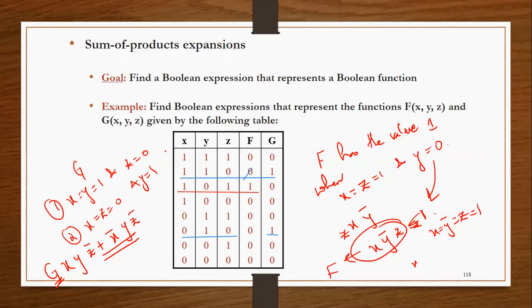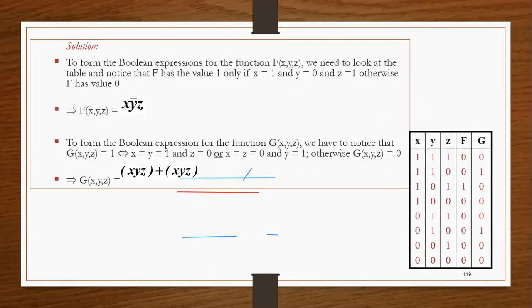So this example basically gives us a procedure for constructing a Boolean expression representing a function with the given values. Each combination of values of the variables for which the function has the value 1 leads to a Boolean product of the variables or their complements. So basically we are constructing a Boolean function. Now the next thing is to form a Boolean expression. Yeah, this is the solution for the problem.